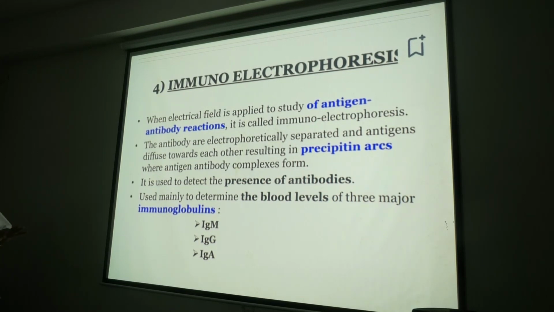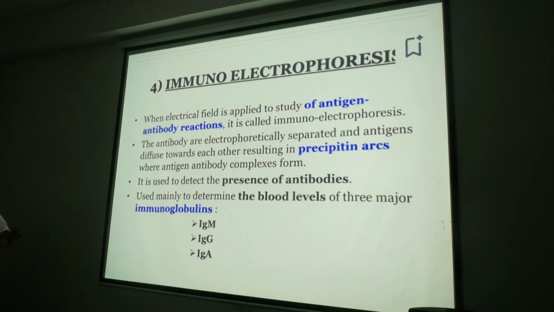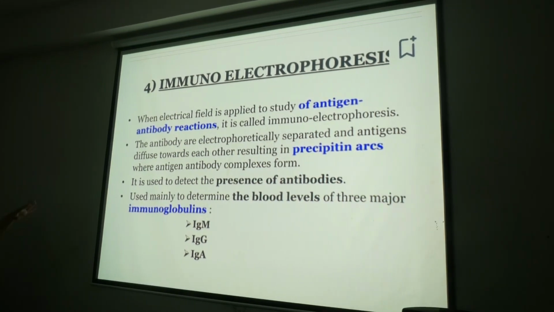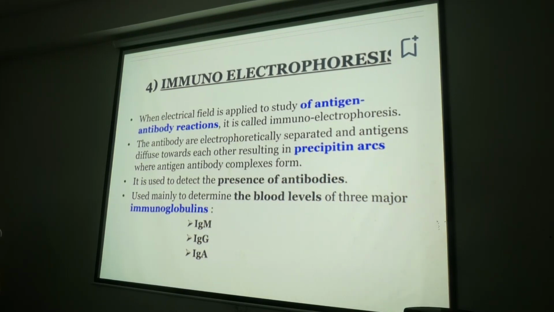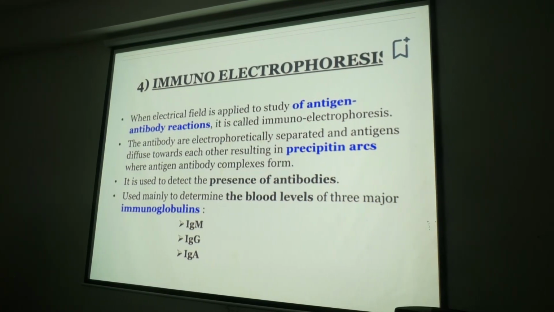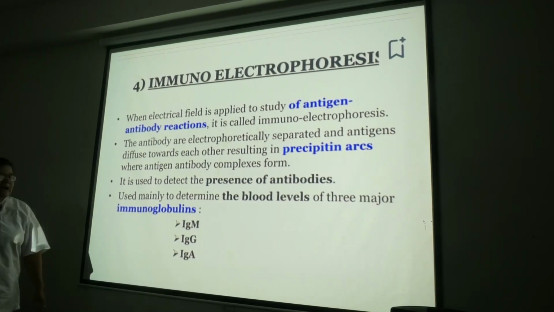It is called immunoelectrophoresis. The antibody are electrophoretically separated and antigen diffuses towards each other, resulting in precipitin arcs where antigen antibody complexes form. It is used to detect the presence of antibodies, used mainly to determine the blood level of three major immunoglobulins: IgM, IgG, IgA.